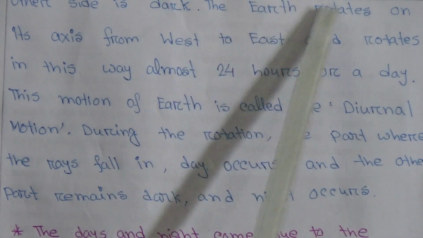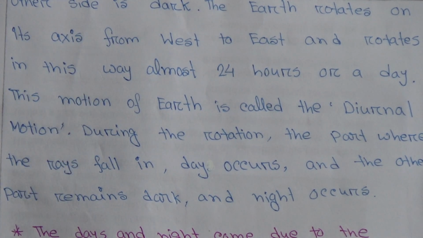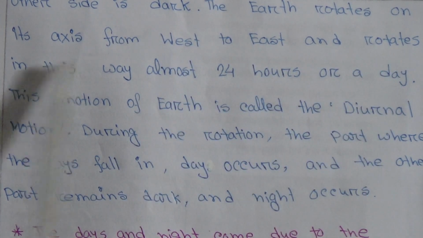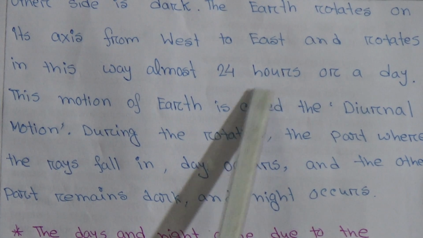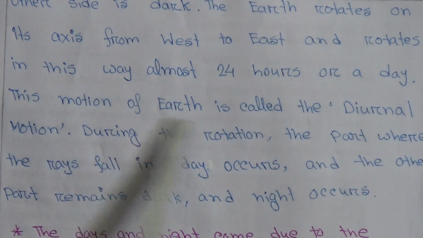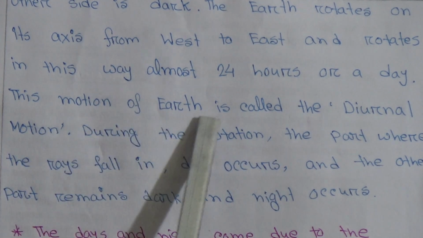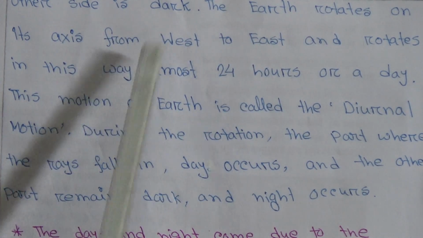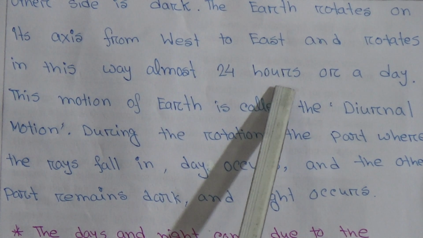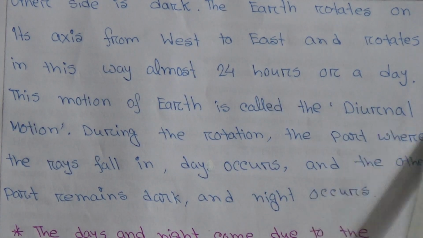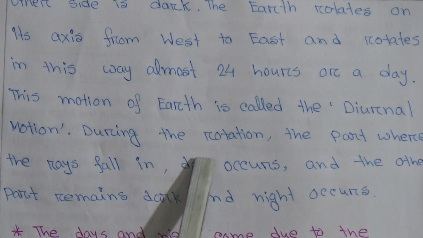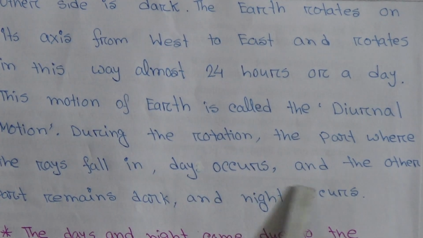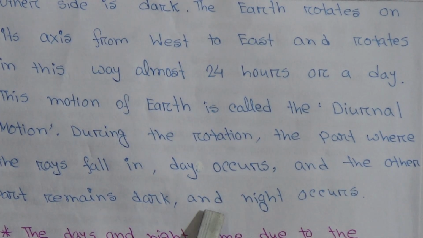Again I am saying, the earth rotates on its axis from west to east, and rotates in this way in almost 24 hours or one day. This motion of earth is called the diurnal motion. When the earth rotates on its axis from west to east within 24 hours or a day, this motion is called diurnal motion. During the rotation, the part where the rays fall has day, and the other part remains dark and night occurs.